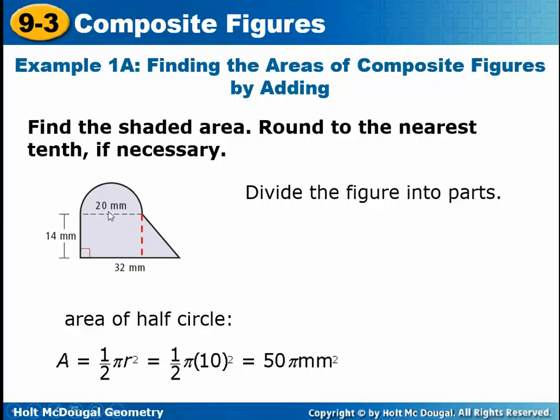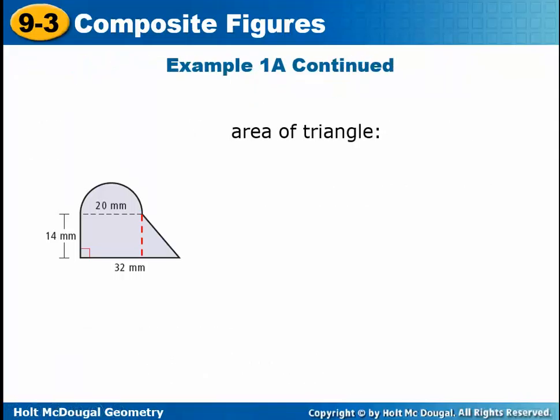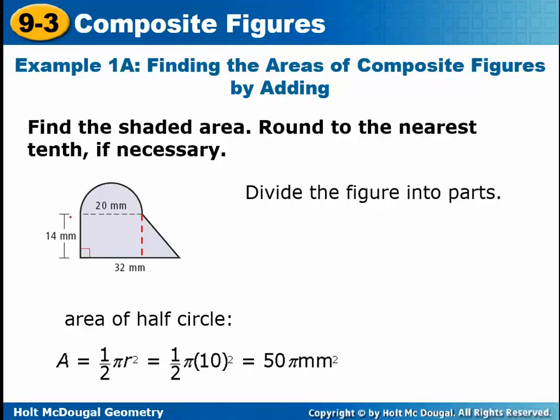So 1/2 of pi times 10 squared. 10 squared is 100. Half of that is 50. So it's 50 pi. We'll decide later if we need to round that. We probably will. Now, they found the area of a triangle. I would argue that it would be better to use the area of the trapezoid. So there's more than one way to do these.